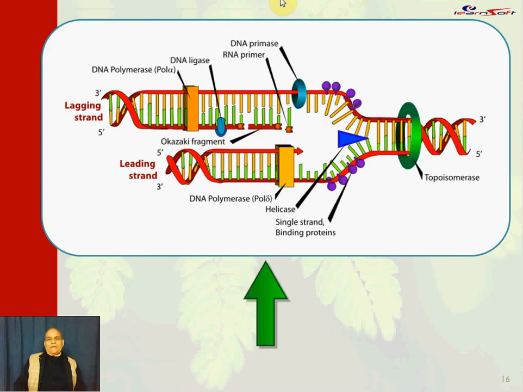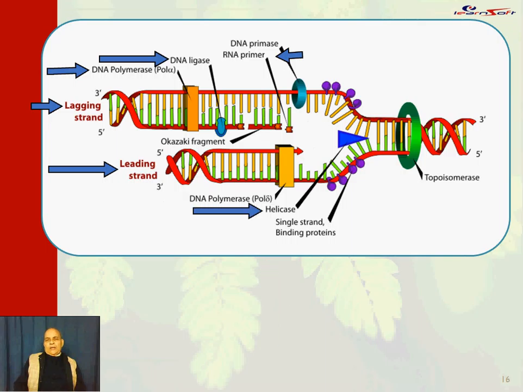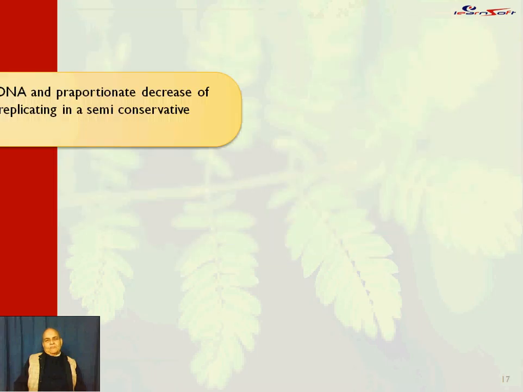You can see here, again you have the DNA ligase, then DNA polymerase, you have the RNA primer, you can see the lagging strand and the leading strand. In the lagging strand, these short stretches are joined with the DNA ligase, and then you have your helicase enzyme there, and that is the replication fork. Topoisomerase enzyme is also there.